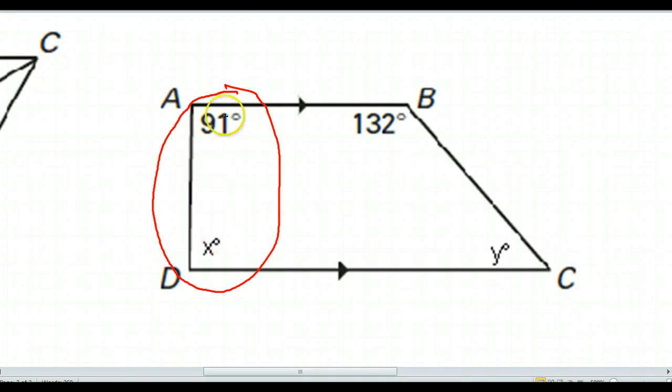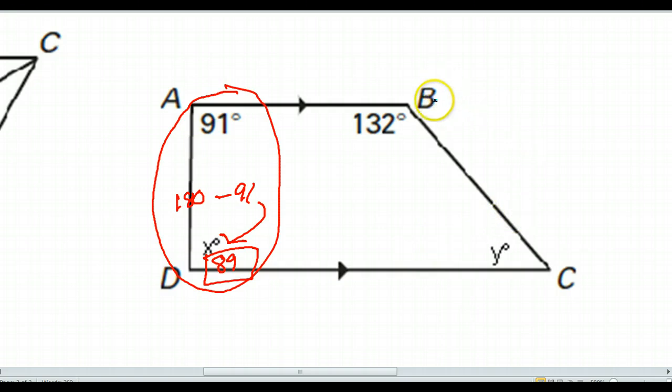What's the relationship between these consecutive angles? Supplementary. The angles like these are supplementary. What does that mean again? 180. They should add up to 180. So I should be able to find x. I should just be able to go 180 minus 91 equals 89. So x is 89, guys.